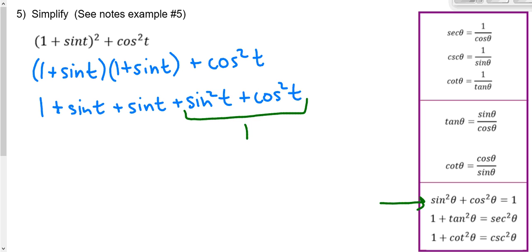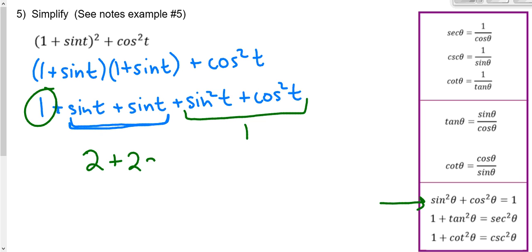All right, so we have the 1 from the beginning of the problem as well. And we have the 1 that we just found. 1 plus 1, can you tell me? I know we're getting rusty. We haven't had a lot of school, but yep, you got it. It's 2. And then let's also go ahead and add together these 2 sine t terms, and that would be 2 sine t. So we have 2 plus 2 sine t. And that's our simplified expression.